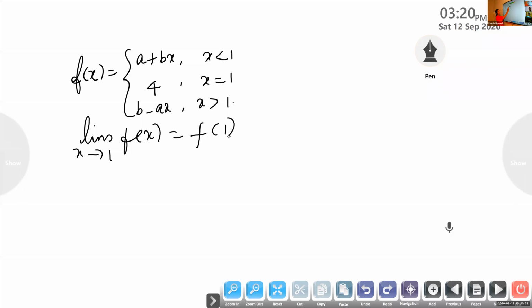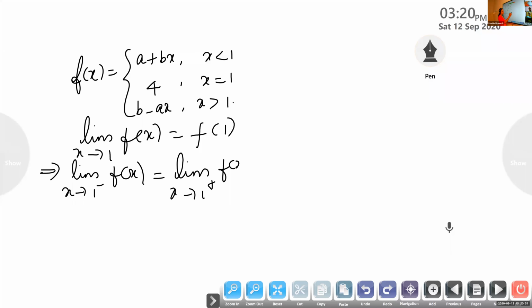So that means from here what we can say, left hand limit at 1, limit extending to 1 minus of f of x is equal to limit extending to 1 plus of f of x is equal to f of 1. The limit is equal to f of 1. That means limit extending to 1 of f of x exists. So when will you say limit exists? If left hand limit is equal to right hand limit is equal to value of the function. So I named this as equation 1.